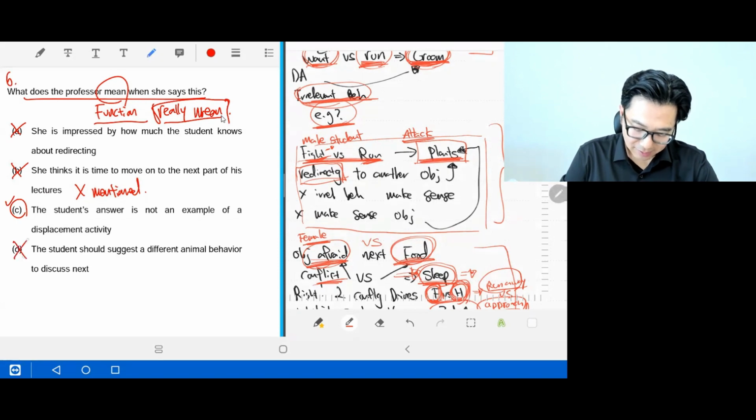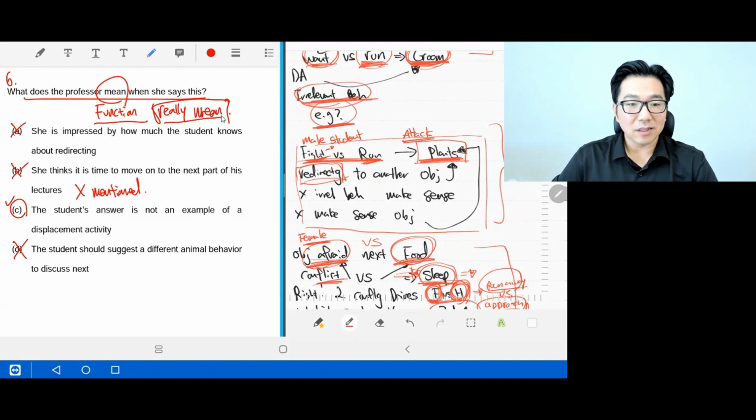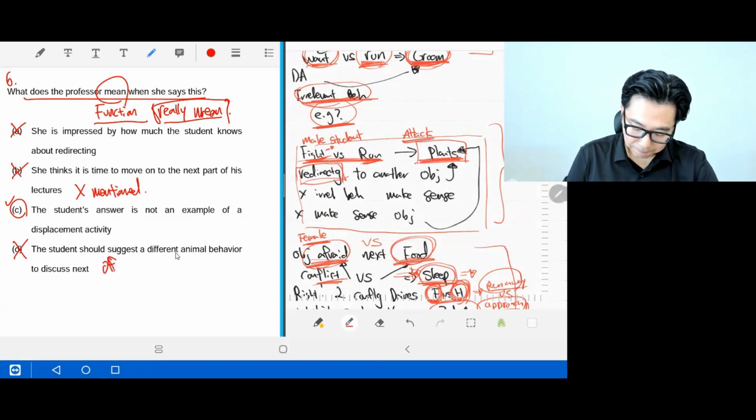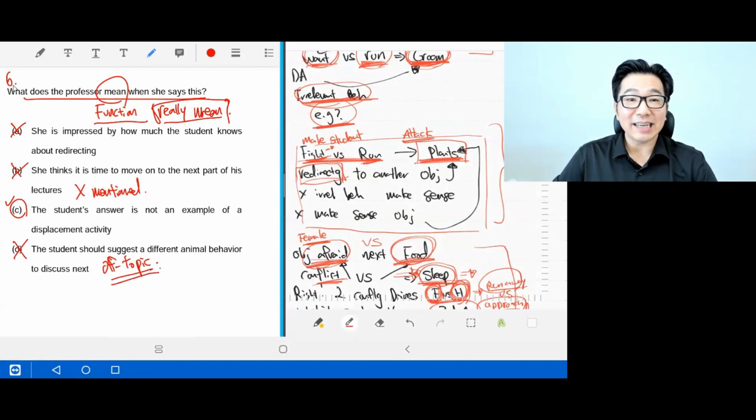I mean, I don't need to even cover this for you, right? I mean, this is the worst answer. I can't even explain what it means based on this question, right? Like totally off topic. Last question, last but not least, question 6, function question. The answer is C.